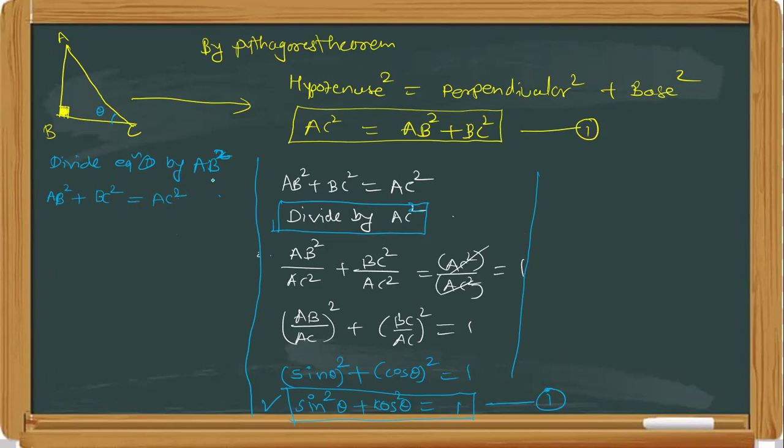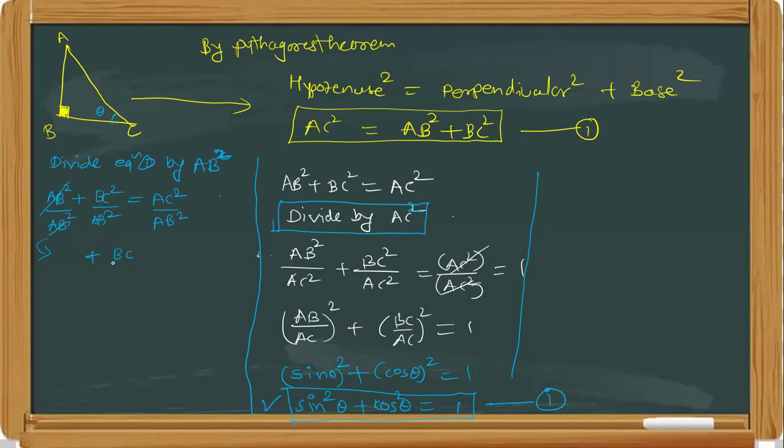Divide by AB square. Then AB square upon AB square, plus BC square upon AB square, is equal to AC square upon AB square. In the next step, AB square and AB square will be cancelled. Then what will be remaining here? BC square upon AB square.